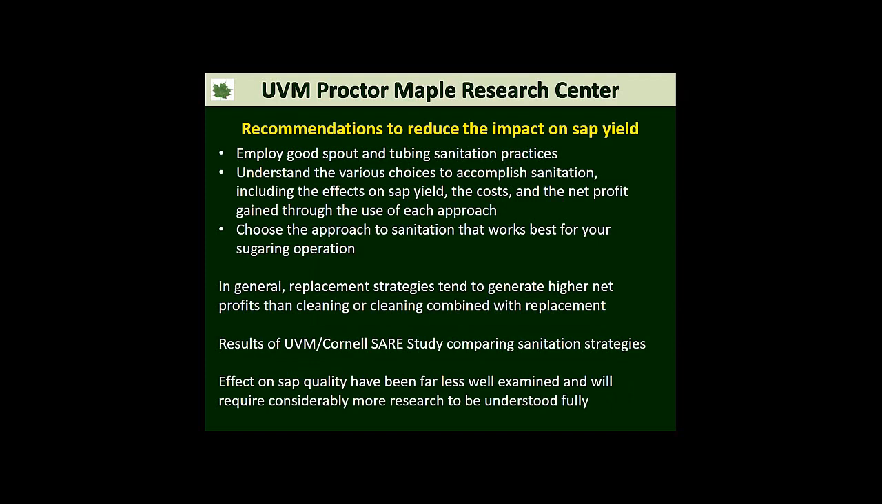So what do we do to reduce the impact on sap yields? Again, Abby's going to talk about this quite a lot more, but the first thing is to use very, very good spout and tubing sanitation practices. Part of that is understanding what choices you have to accomplish your sanitation goals, how they affect the yield, how much it's going to cost you, and therefore what you're going to get in net profit. That's the way we like to look at it: what is the maple producer going to put in their pocket at the end of the season, depending upon what approach they use? So you want to choose the thing that works best in your particular application.